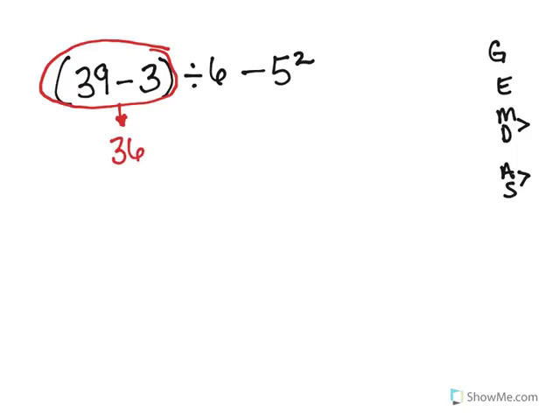So I brought it down in the same order. I'm going to pull everything down, the minus the 5 squared or 5 to the second power. Okay, I did that step. As you can see, my eyes are now here in this part of the problem. So I'm going to go to my GEMDAS. This problem no longer has grouping, so I'm going to get rid of G.